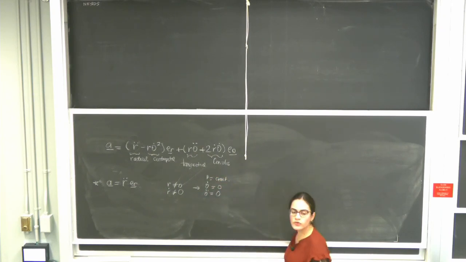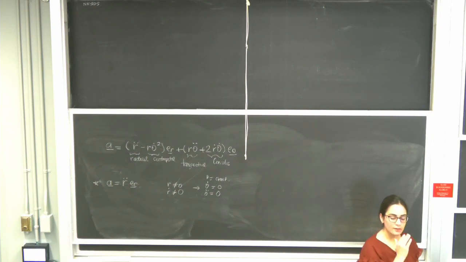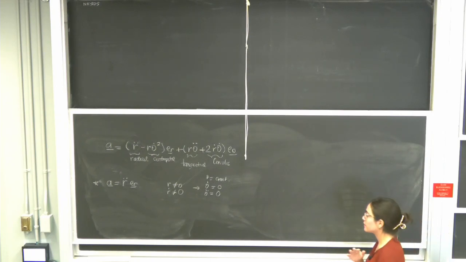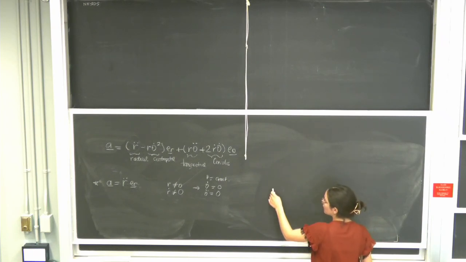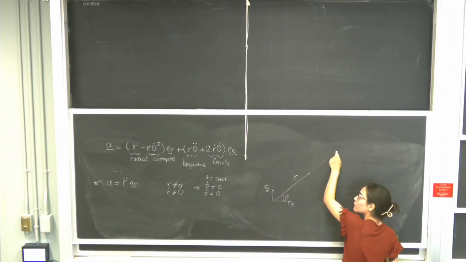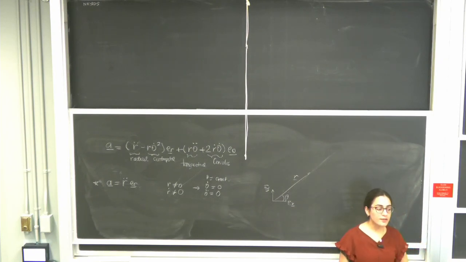So what kind of motion is that? If theta is a constant, theta dot and theta double dot are 0, and the acceleration is just radial. Theta is constant. So I have Ex, I have Ey, I have my position vector to the particle, and theta is constant, and the length of the position vector is allowed to increase and decrease. What kind of motion is that? Rectilinear motion, right. It's a motion along a straight line.